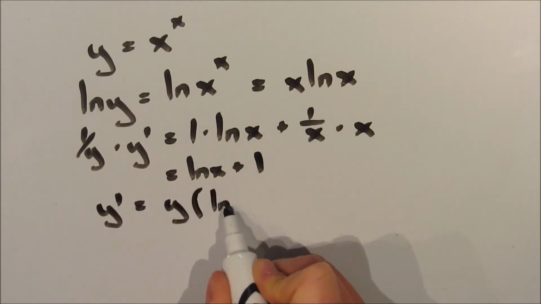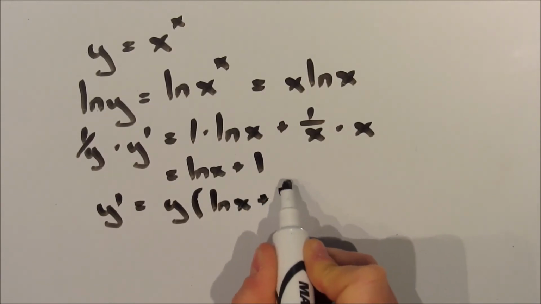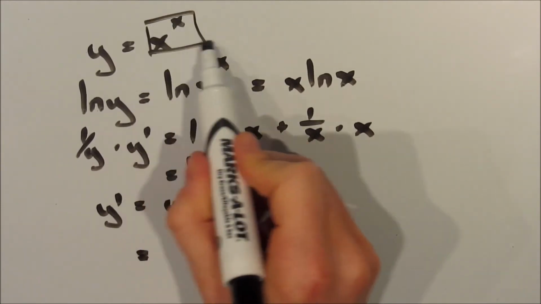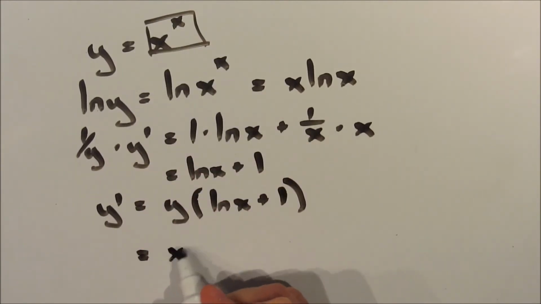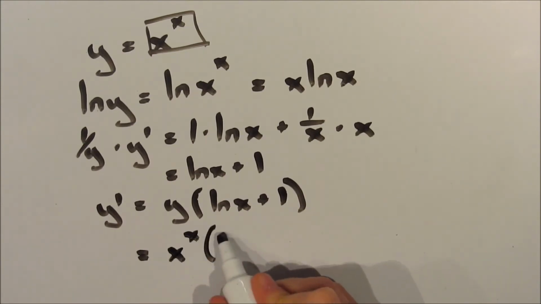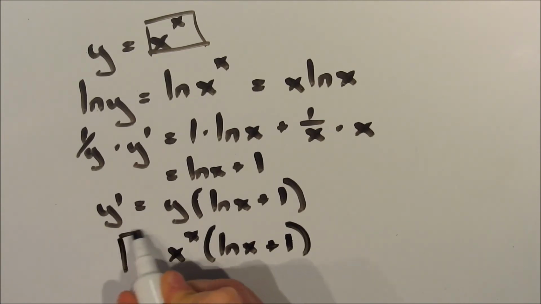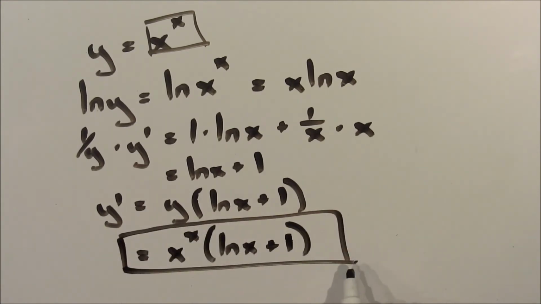So now we're going to move everything but y prime to the right hand side, and this gives us y prime is equal to y multiplied by ln x plus 1. Now we go back to the top of our equation, and we sub in x to the exponent x for y, because we want the right hand side to be all in terms of x. And so this gives us the derivative y prime is equal to x to the exponent x multiplied by ln x plus 1. And this is in fact the right answer.